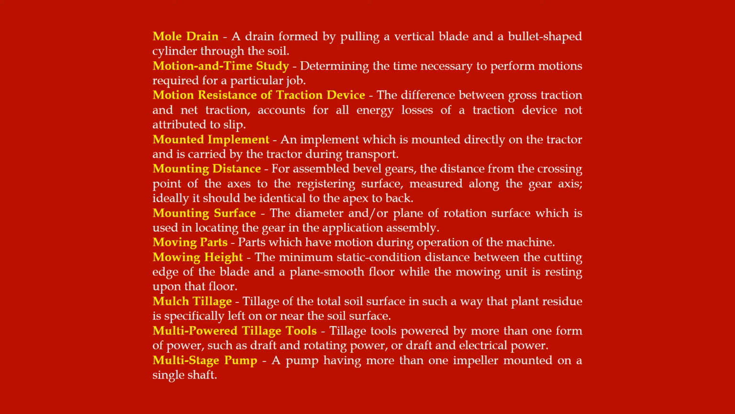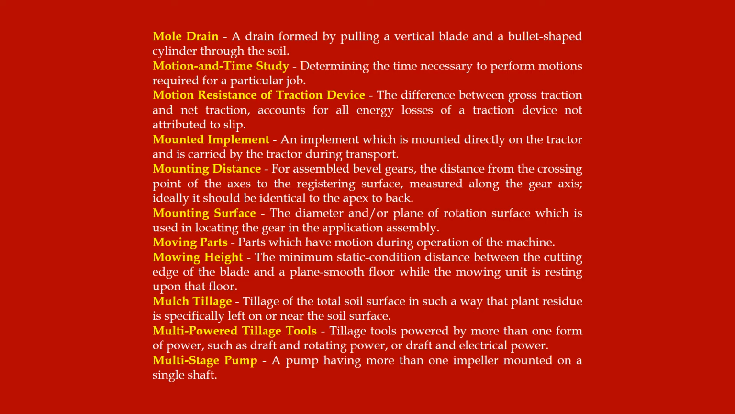Mounting surface. The diameter and or plane of rotation surface which is used in locating the gear in the application assembly. Moving parts. Parts which have motion during operation of the machine. Mowing height. The minimum static condition distance between the cutting edge of the blade and a plain smooth floor while the mowing unit is resting upon that floor.